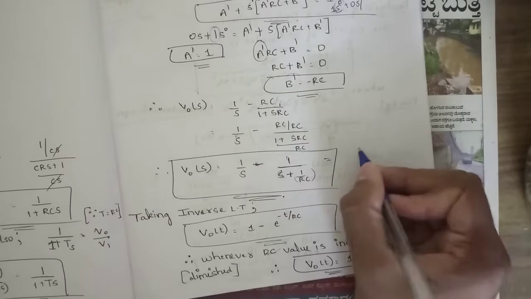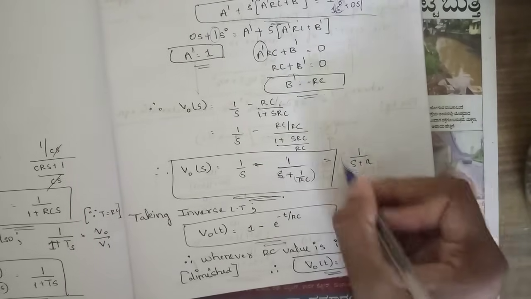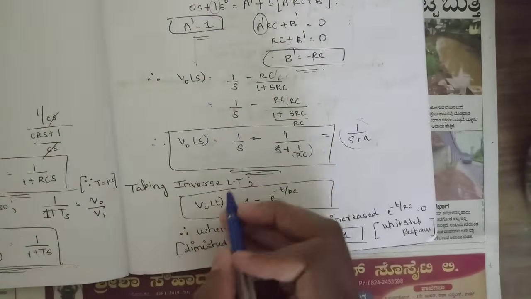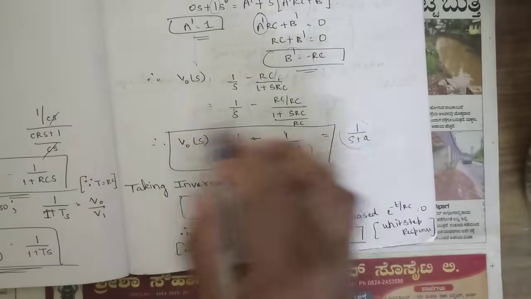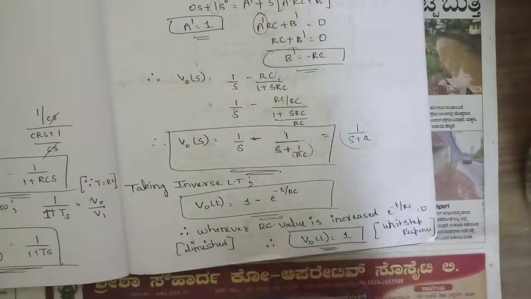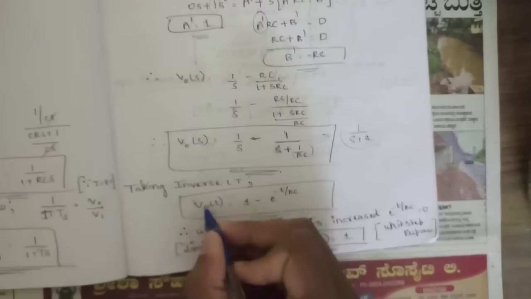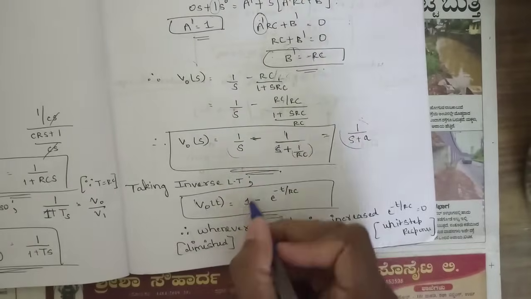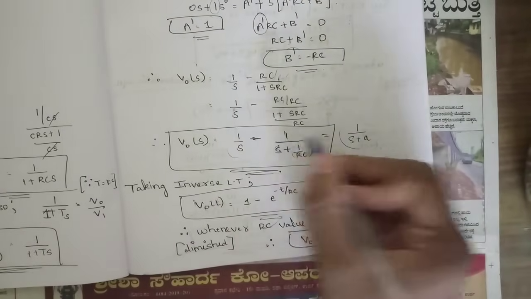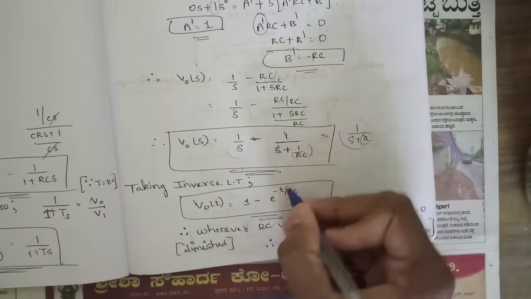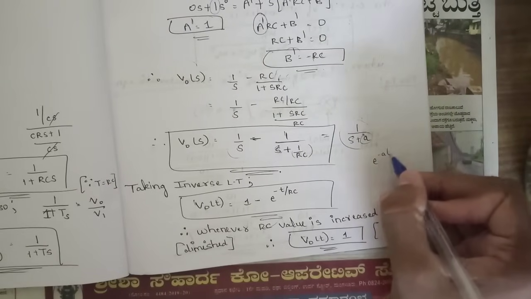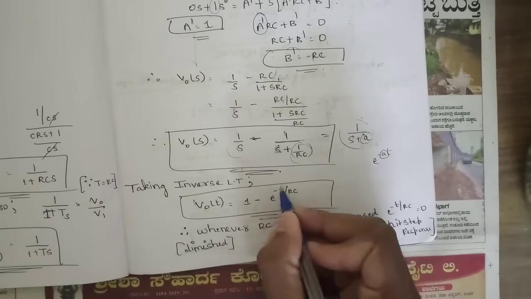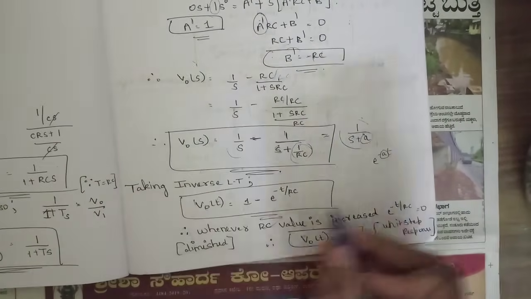Since this is of the form 1 divided by S plus A, we can take its inverse Laplace transform in a very easy manner. So now replace the S domain by the T domain by taking the inverse Laplace transform. V out of T is equal to the inverse Laplace transform of 1 by S, which is 1, minus 1 divided by S plus A, which is equal to e to the power minus AT. In place of A we have the value 1 by RC, so e to the power minus T by RC. This is the value of V out of T.